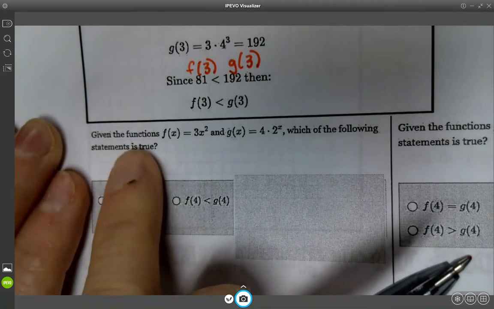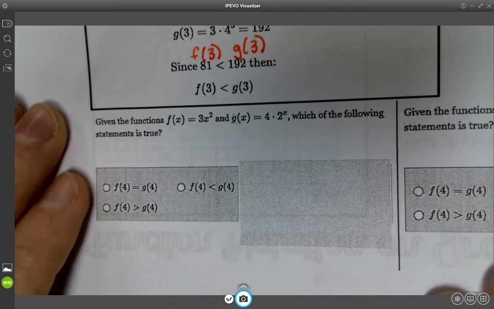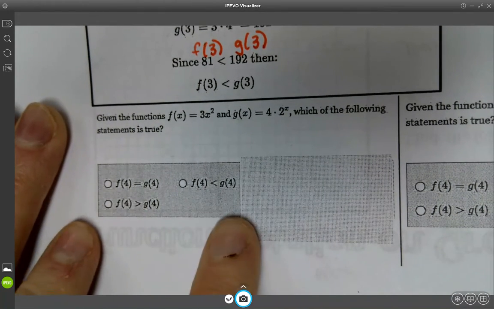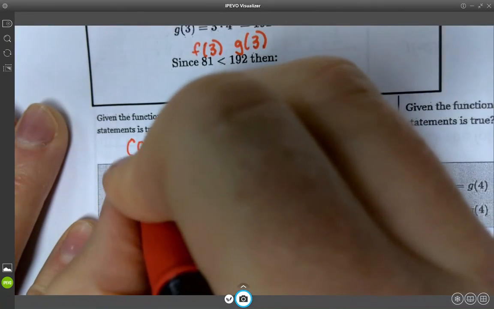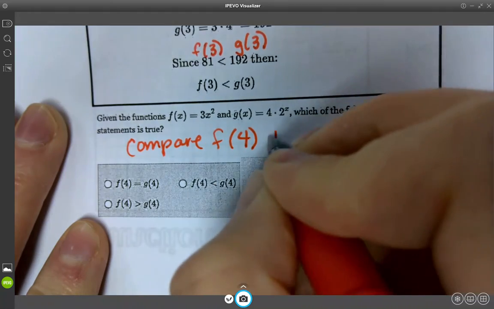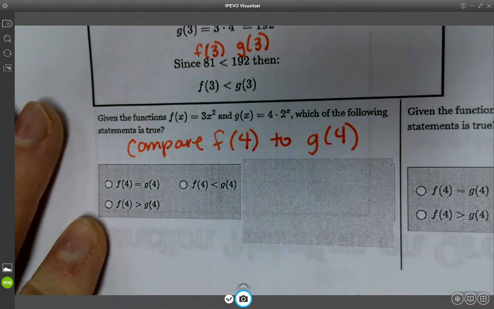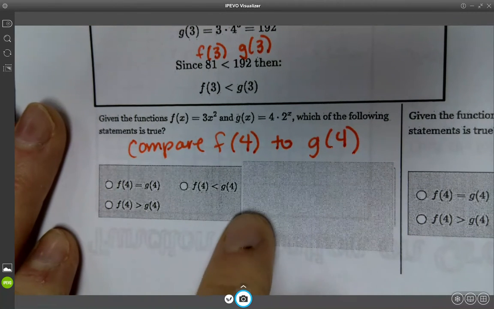So let's look at the next example. Given the function f of x equals 3x squared and g of x equals 4 times 2 raised to the x, which of the following statements is true? So look at our answer choices. We're going to compare f of 4 to g of 4 because that's what our options are giving us.